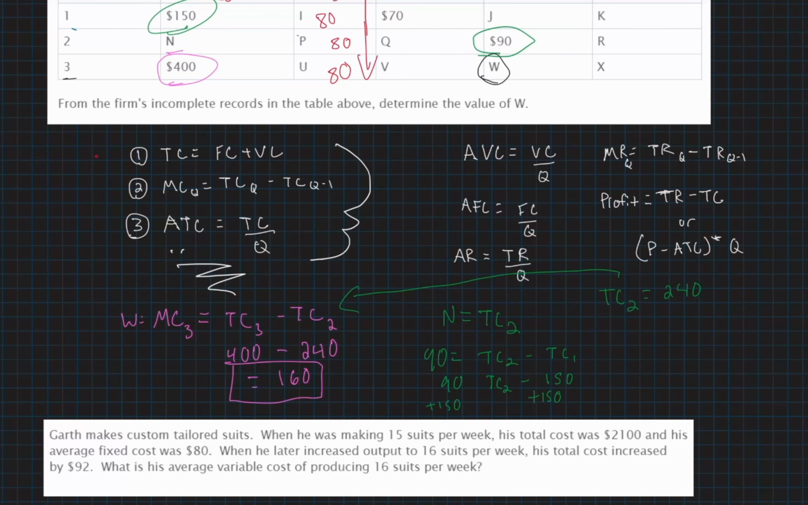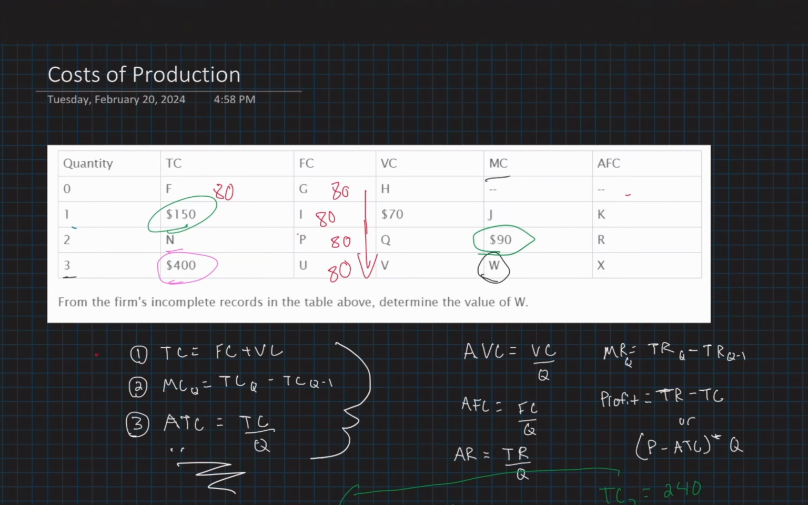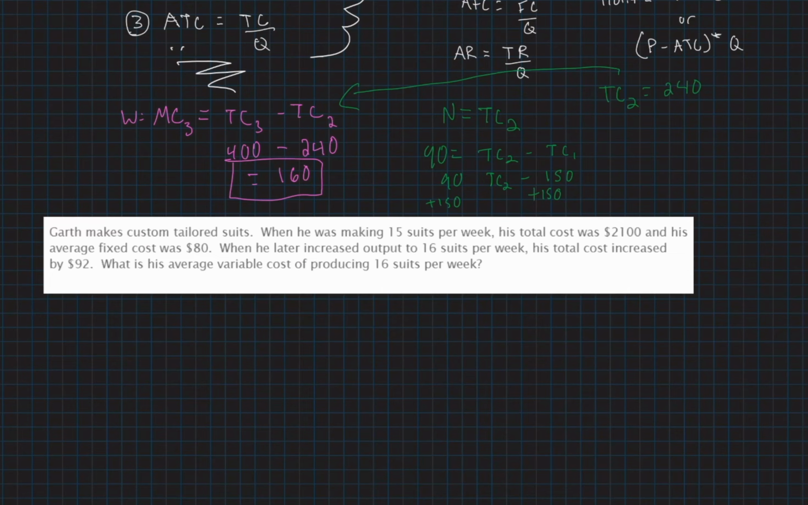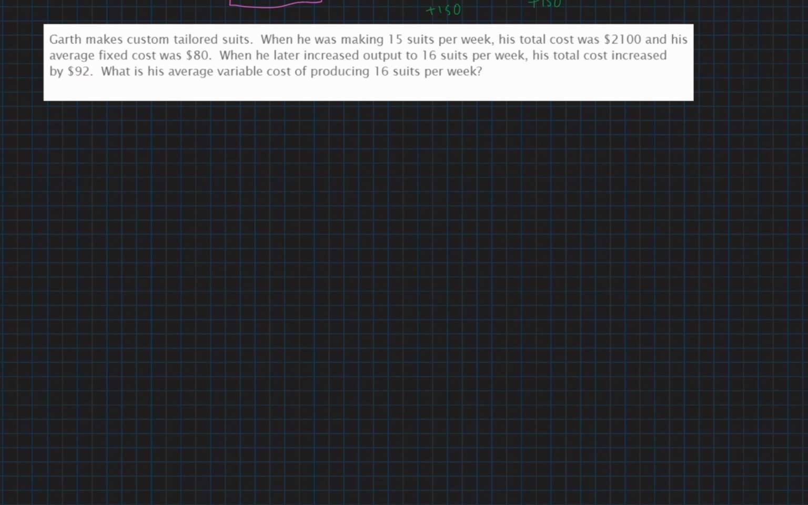Alright, so what I want to do in this video is continue on the cost of production. We did the table problem, and now I want to do a little bit more of the word problem, and these are, in my opinion, definitely harder than the table problem. It's a little bit harder to identify what you're supposed to do. So I think the best way is just to jump in. We'll do a practice problem and see how I approach it.